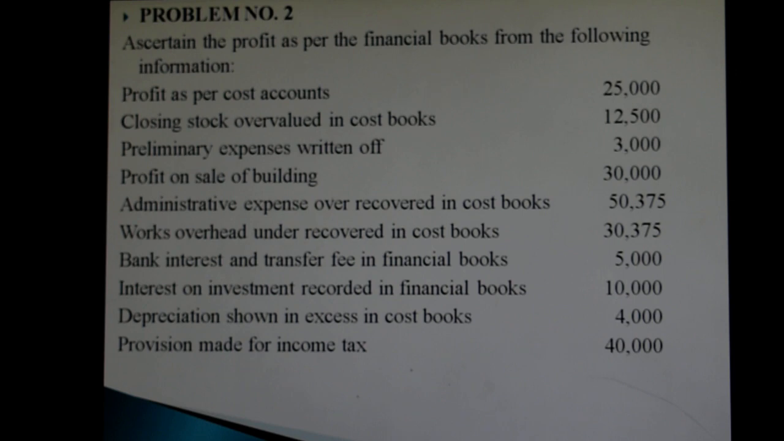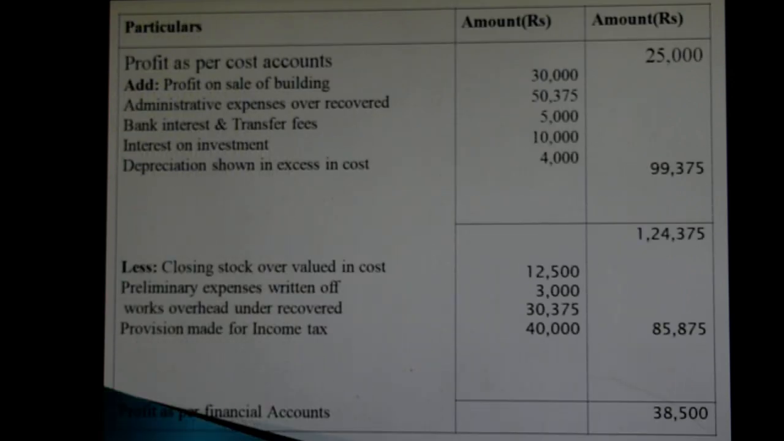30,375. Then bank interest and transfer fee in financial books, interest on investment recorded in financial books, and depreciation shown in excess of cost accounts of rupees 4,000. And some of the provisions are here. The income tax provision given in this problem is rupees 40,000. Now we solve this problem.